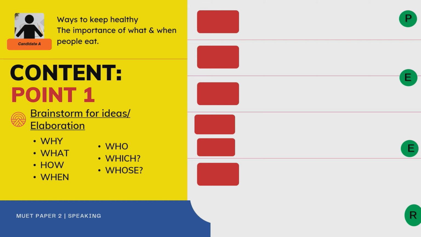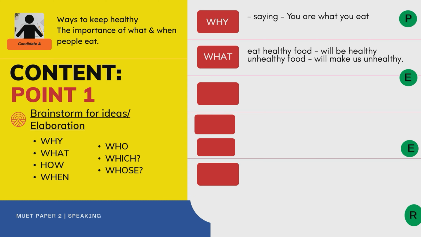Now let's start. The first question I asked myself is why? Why is it important to know what people eat? And my answer is that I remember the saying, you are what you eat. What does it mean? What does you are what you eat imply? So it implies that if we eat healthy food, we will be healthy, and vice versa, if we consume unhealthy food, it will make us unhealthy.